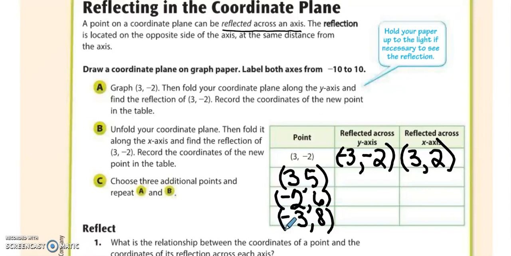Remember, if it's across the y-axis, the y-coordinate's the same, and the x is the opposite. If it's across the x-axis, the x-coordinate is the same, and the y would be the opposite. Try it on your own.